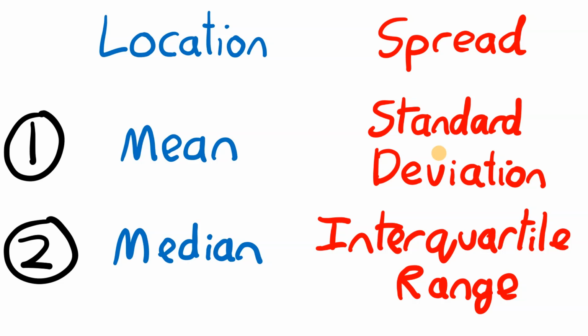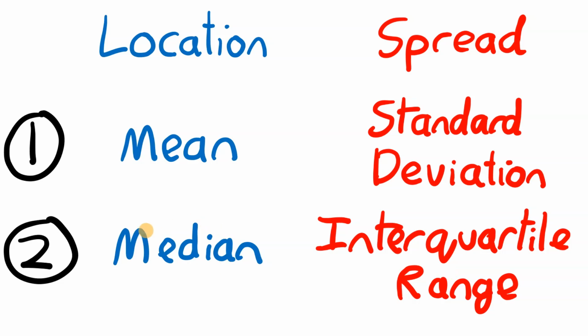So when you're comparing multiple sets of data, you can compare two things. You can compare the location of the data and you can compare the spread of the data. Now you can do this in two ways. Firstly, you can use the mean to compare the location and you can use the standard deviation to compare the spread, or alternatively, you can use the medians to compare the location and you can use the interquartile ranges to compare the spread.